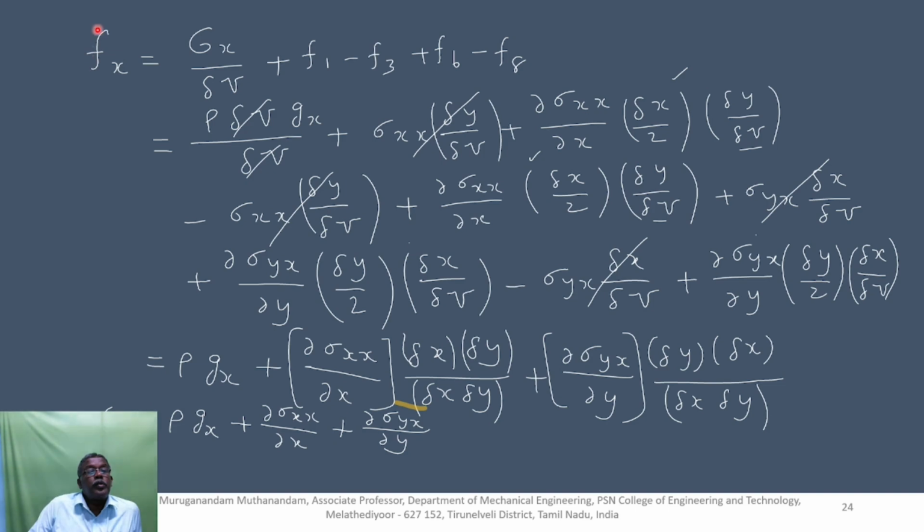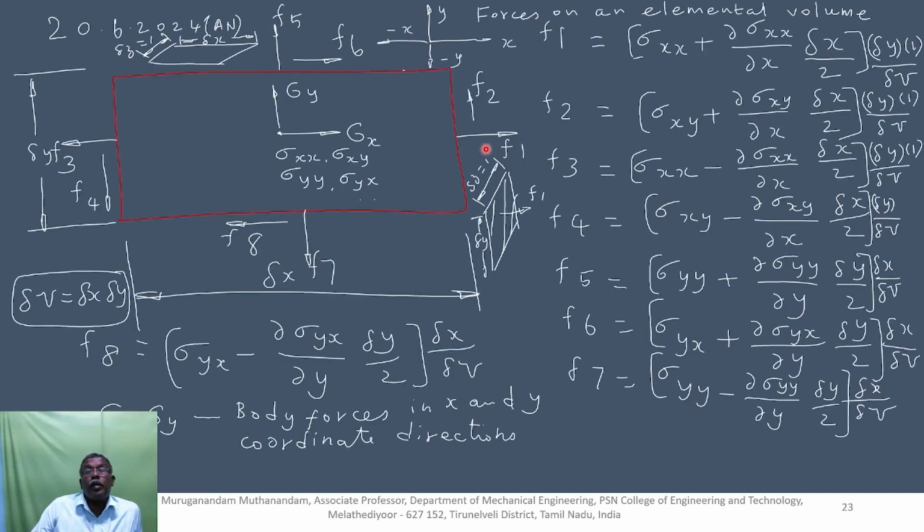Now, the net force per unit volume acting in the x direction due to the body force Gx and the surface forces F1, F3, F6 and F8 is written here. F1 is along the positive direction, plus x direction. F3 is along the negative direction, negative x, that is why minus F3. F6 is along the positive x direction, plus F6. F8 is along the minus x direction, hence minus F8. The plus x, plus y, minus x, minus y directions are shown here.